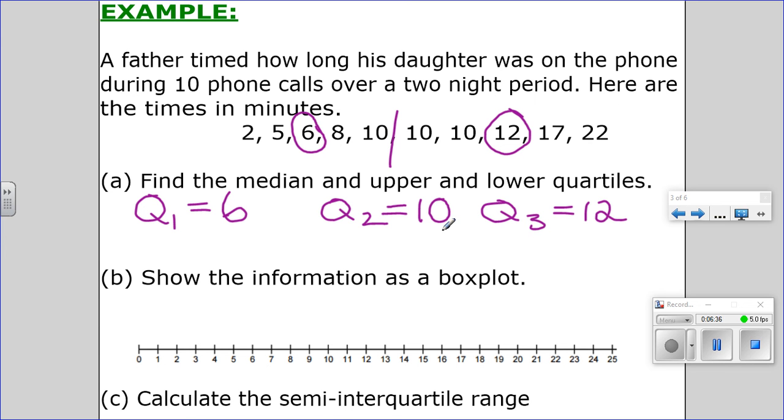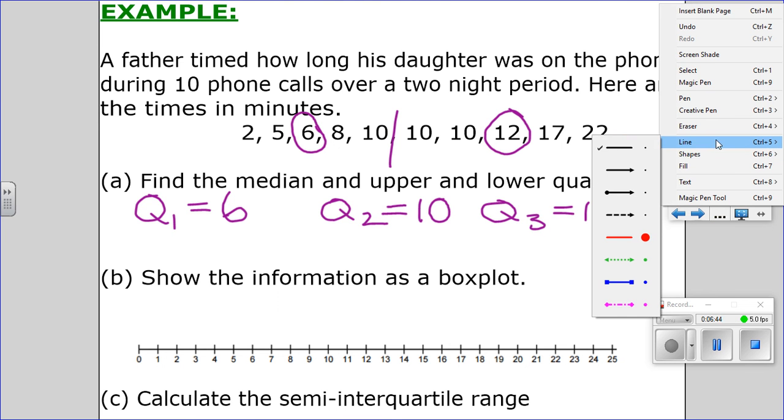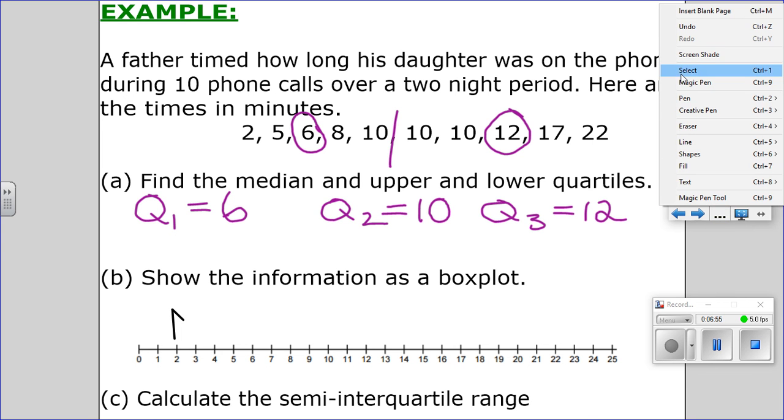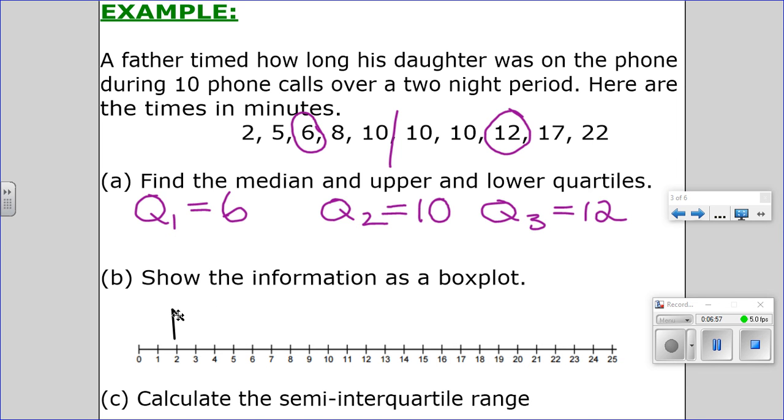The other 2 figures are the maximum and the minimum. So if I get my line tool, I can show you how we construct our box plot. I'm going to put a line at the minimum, which is 2. And obviously you're going to do this much neater than me. Select, okay, so I want to straighten that and move it more to the 2.